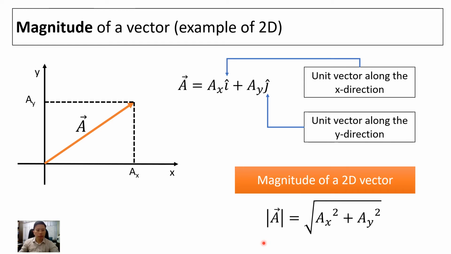The answer is very simple. You have three components, so you have AX squared plus AY squared plus AZ squared, right?